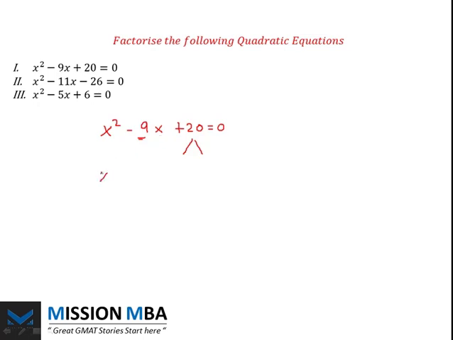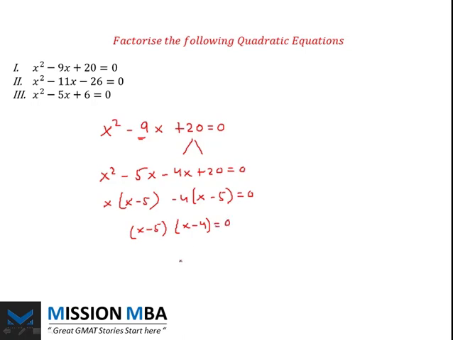But what you do is you take the extra step. Write down minus 5x minus 4x plus 20 equals 0. Then you take x common, then you write x minus 5. Then you take minus 4 common, and you write x minus 5. And then ultimately you write x minus 5 and x minus 4 equals 0. And then you come to this point: x equals 5 and x equals 4.